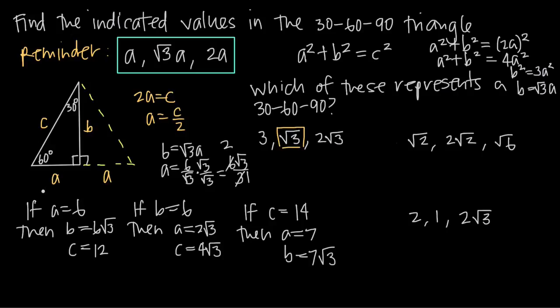So if we're starting with that value, we know that the hypotenuse has to be double this shorter value, which means it would have to be 2 root 3. So we look and we see that we have the hypotenuse here, 2 times the square root of 3.